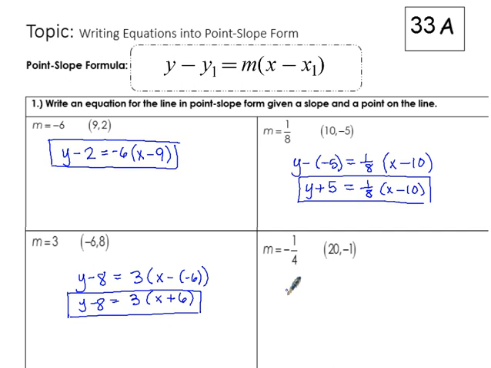One more time to the right of this one, slope of -1/4, ordered pair of 20, -1. So I'm going to shortcut this one without showing all the steps because I know that a y minus -1 will just give me an addition of 1. And then the slope on the opposite side, -1/4 times the quantity, x minus 20.